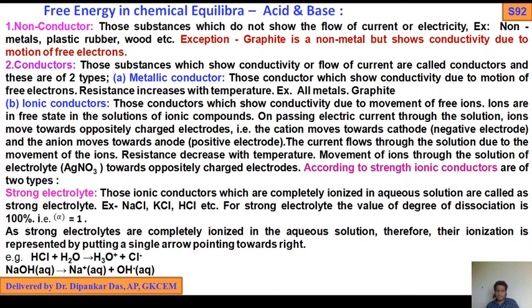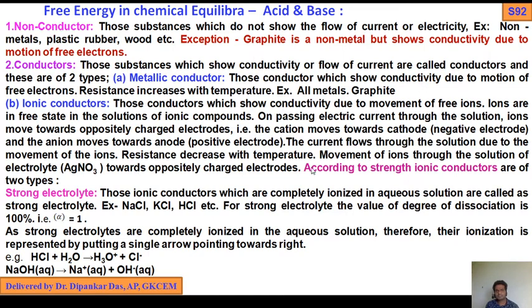Sodium chloride is an ionic compound. When it dissolves in water, what will happen in aqueous solution? It gives Na+ and Cl- ions. So on passing electric current through the solution, ions move toward the oppositely charged electrode. So after NaCl dissolves in water, if you pass electric current, then what will happen? Ions move towards oppositely charged electrodes.